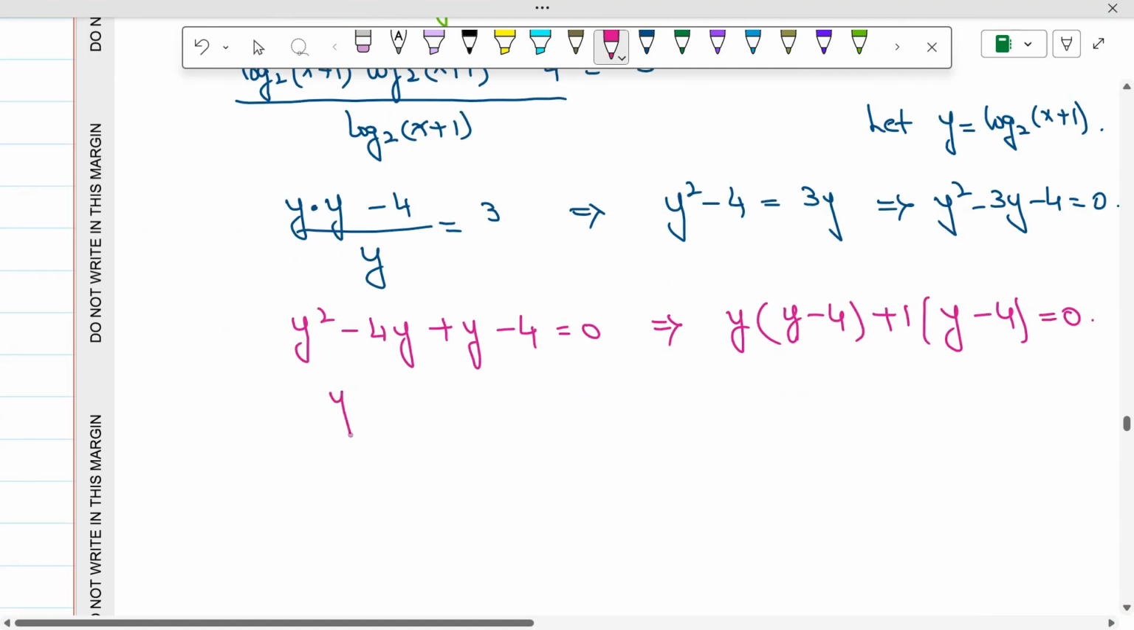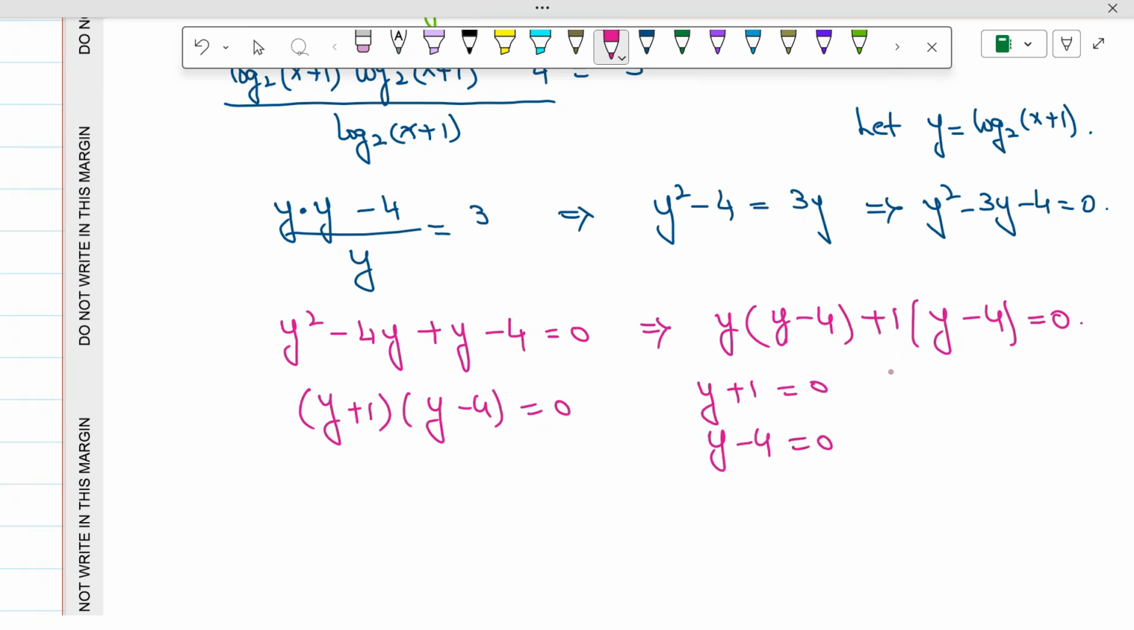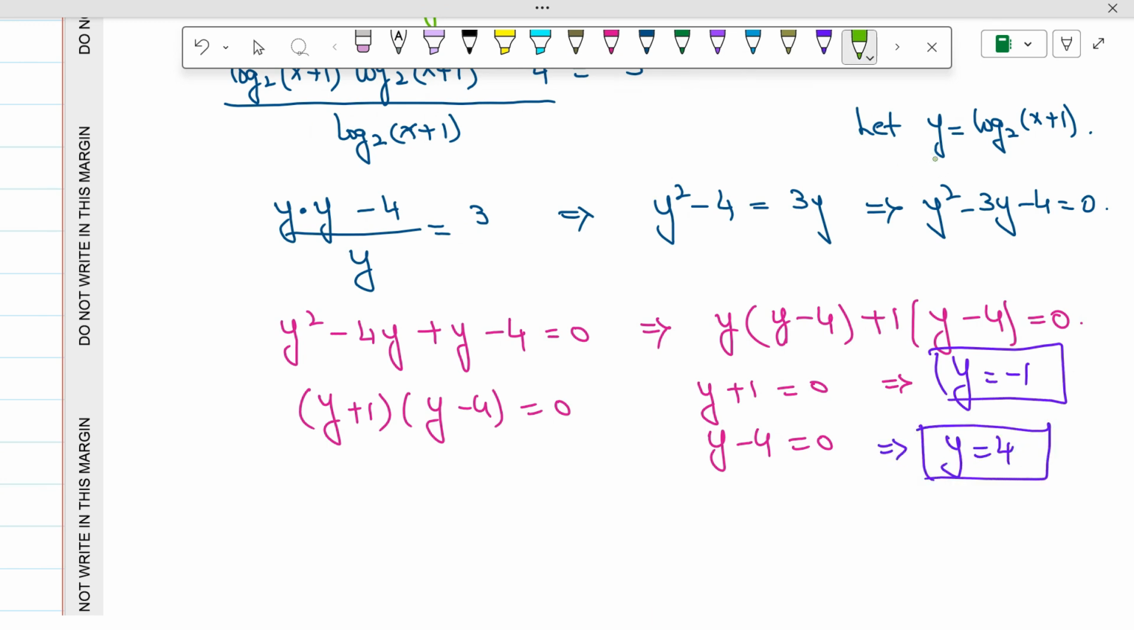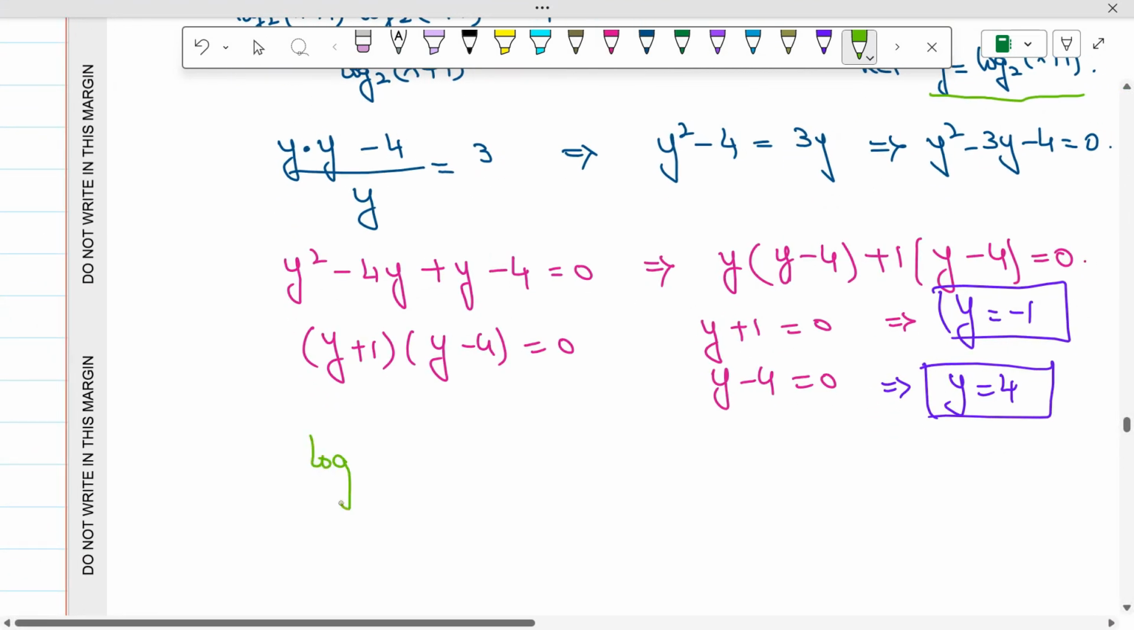So we have two factors: (y + 1) times (y - 4) equal to 0. Equating each factor, we will have y plus 1 equal to 0 and y minus 4 equal to 0. In this case, y is equal to negative 1, and in this case, y is equal to 4. We considered y equal to log base 2 of (x + 1). So log base 2 of (x + 1) is equal to y. First we plug in negative 1.